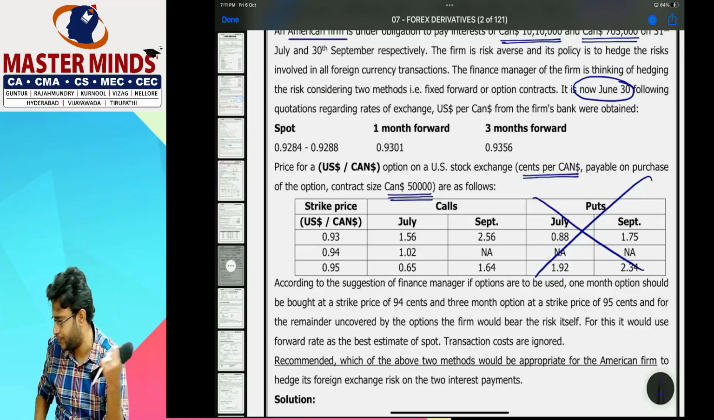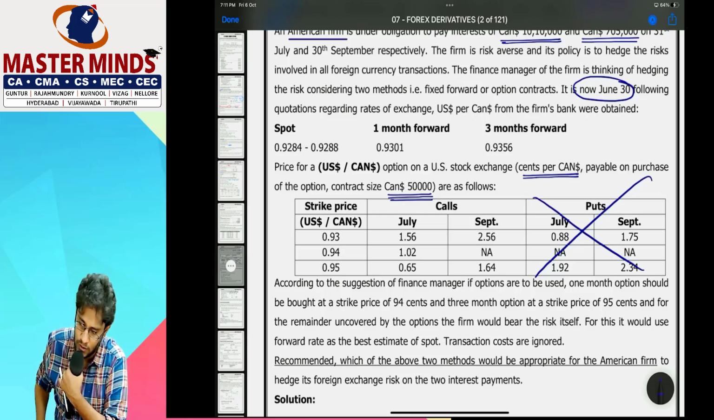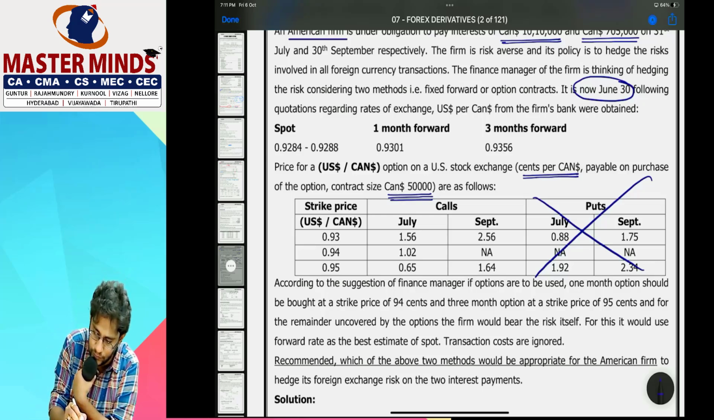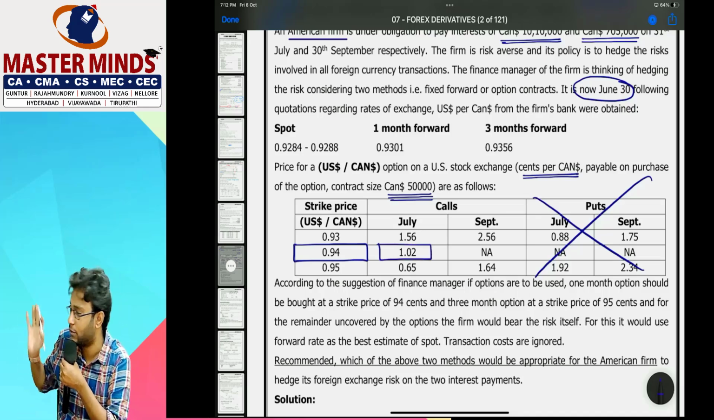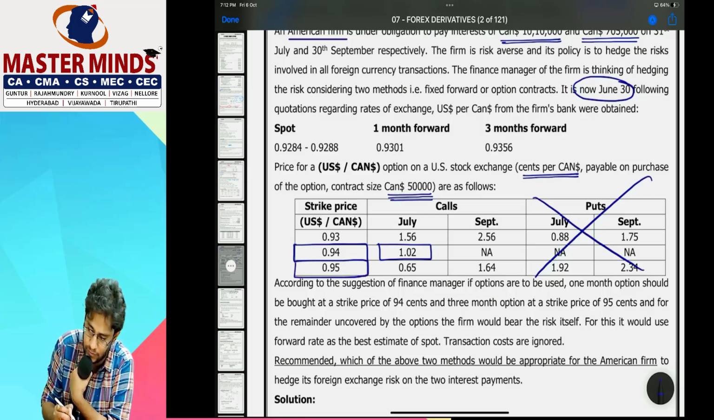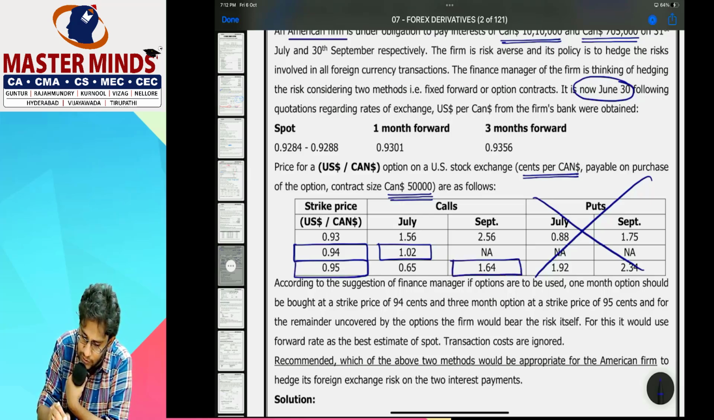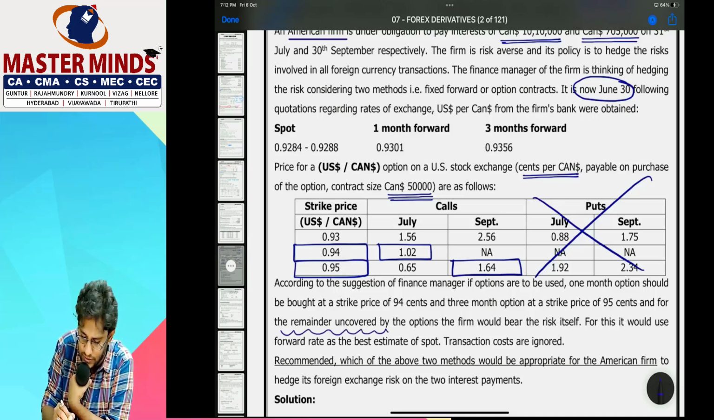According to the suggestion of the finance manager, if options are to be used, the 1 month option should be bought at a strike price of 94 cents, which means this one. This only is relevant for you, the 1 month option's strike price, and you identified its premium also. Next, the 3 months option at a strike price of 95 cents, so the call premium will be this one. And for the remainder uncovered by the options.